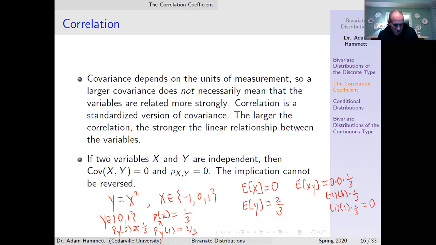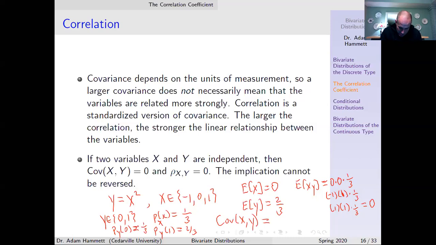Okay. So look, the expected value of XY is 0. Expected value of X is 0. The expected value of Y is 0. So what about the covariance? Think about it. The covariance of X and Y in this case is equal to 0, because the expected value of XY is 0, expected value of X is 0, expected value of Y is 0. So if we plug into the formula, we get 0. And yet, X and Y are dependent.